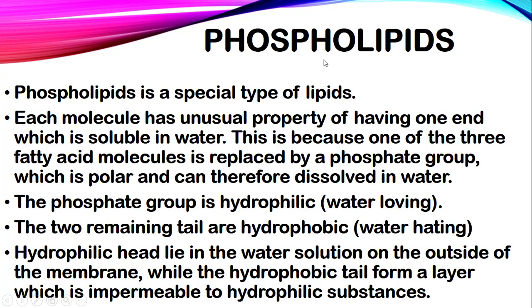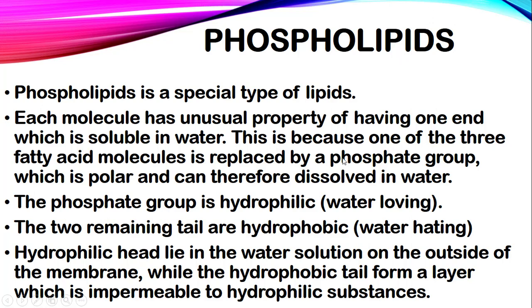Phospholipids. This is a special type of lipid. Each molecule has an unusual property of having one end which is soluble in water, the phosphate group. Phospho means phosphate, and lipid means fat. Phosphate is hydrophilic, it loves water and can dissolve in water, and lipids are hydrophobic, they hate water.